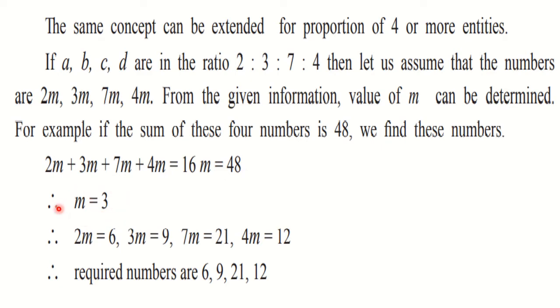By using this value of m, and by using these numbers, 2m, 3m, 7m and 4m, we can get those numbers. 2 into 3 is 6. 3 into 3 is 9. 7 into 3 is 21. And 4 into 3 is 12. And therefore the required numbers are 6, 9, 21 and 12.